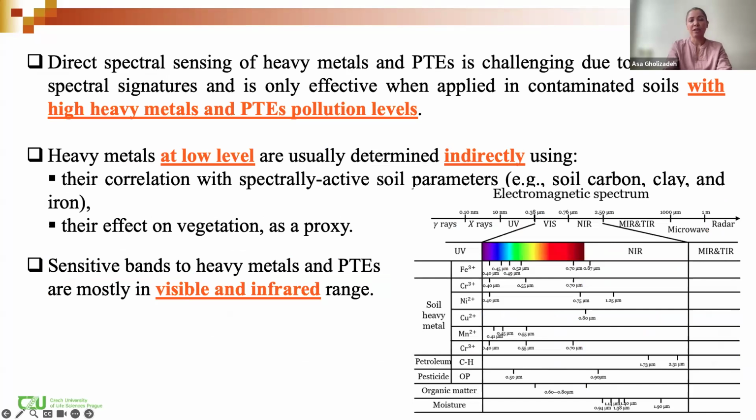Regarding the assessment of heavy metals and potentially toxic elements, which are the contaminants we mostly focus on in this webinar, direct spectral sensing of them is a bit challenging due to their weak spectral signature, and it's only effective in contaminated soil with very high heavy metal and potentially toxic element pollution levels. However, if the heavy metal levels are low, they are usually determined indirectly using their correlation with some spectrally active soil parameters, such as soil carbon, clay, or iron, or we can indirectly assess them based on their effect on vegetation as a proxy. Here you can see in this figure that the bands most sensitive to heavy metals and potentially toxic elements are in the visible and infrared range.